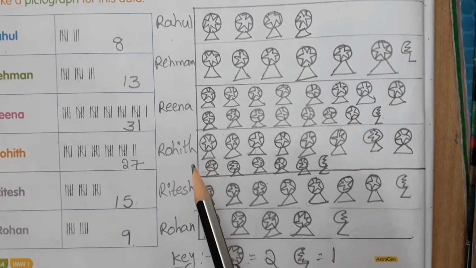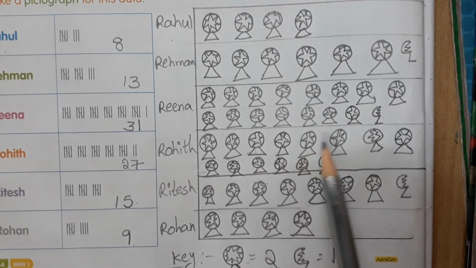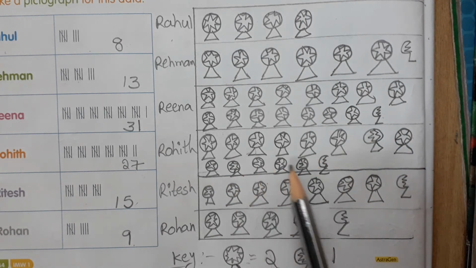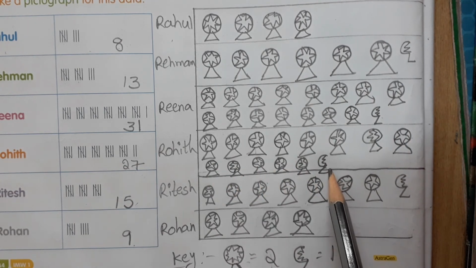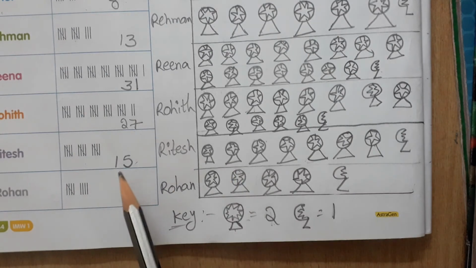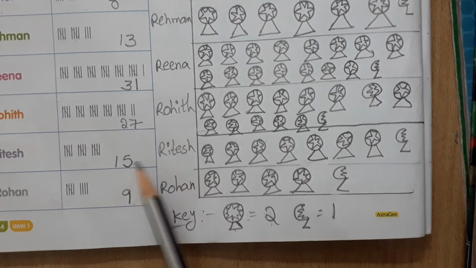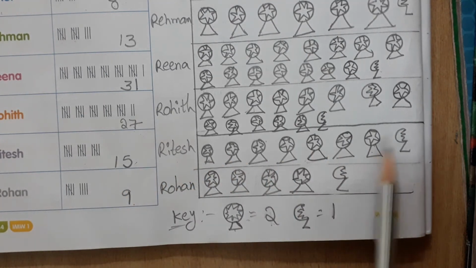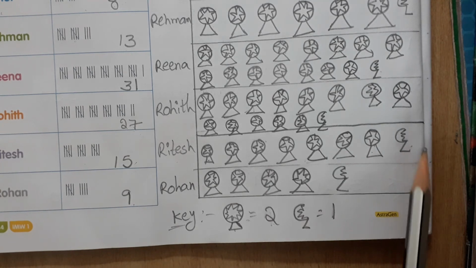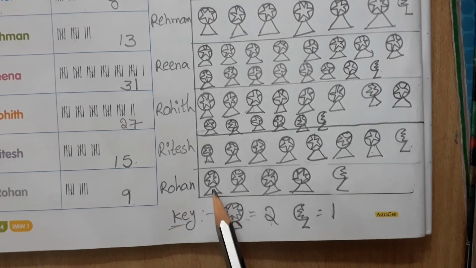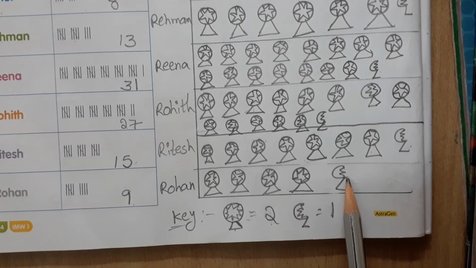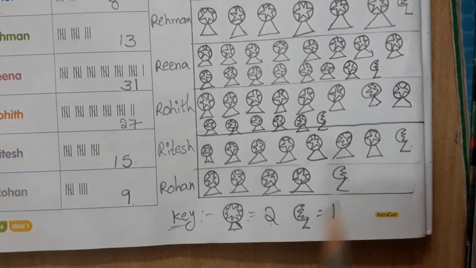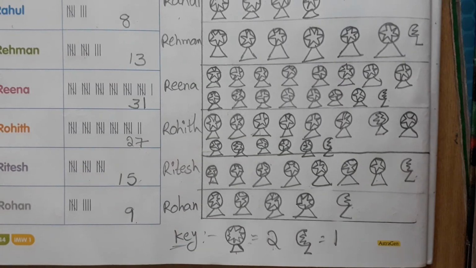Next Rohit got 27. 1, 2, 3, 4, 5, 6, 7, 8, 9, 10, 11, 12, 13. 13 2s 26, half 27. Ritesh got 15. So 7 2s 14, half plus 1, 15. Next Rohan 4 2s 8, half 1. 8 plus 1, 9. Now come to the next page children.